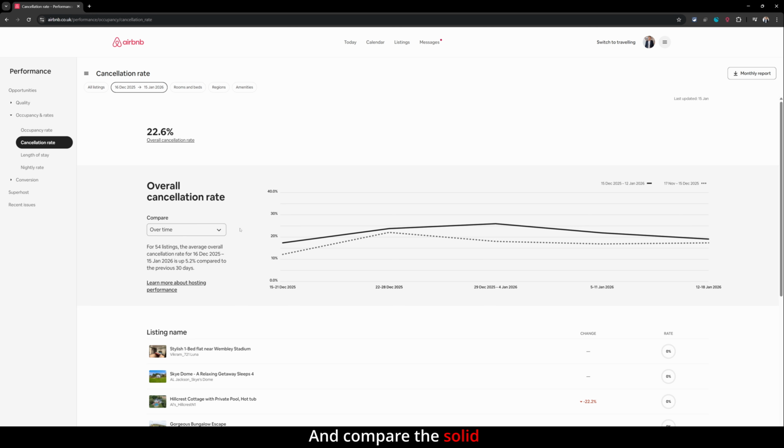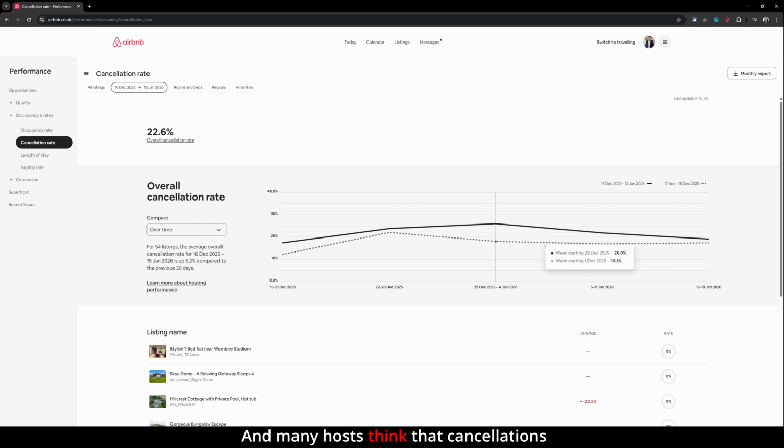And compare the solid line to the previous period, and if the cancellations are rising while occupancy stays flat, you are attracting low commitment guests. And if you see high cancellation rates, they usually come from overly flexible cancellation policies, heavy discounting, attracting deal hunters, or poor expectation setting in the listing. And the fix is not to turn off flexibility and go over to a stricter cancellation policy. The fix is pricing flexibility properly and making non-refundable or stricter options genuinely attractive.